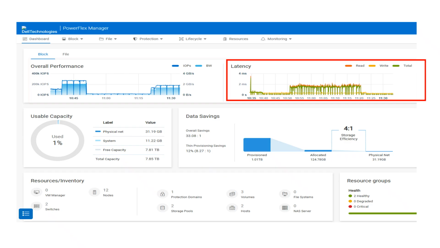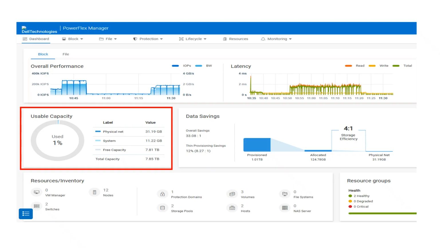escalations. Okay, so next we'll move to usable capacity. The usable capacity tells you the total usable capacity. It's around 7.85 terabytes. This is the total usable capacity. But the actual usage here is just 1%, and almost 7.81 terabytes is free. This clearly indicates the system is underutilized.